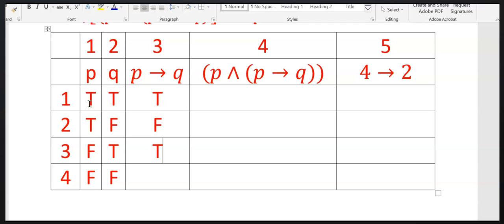P implies Q. P and, in brackets, P implies Q. That is the AND between the first and third. And the implication between the fourth and second. It is again T, T and T. It is a tautology.